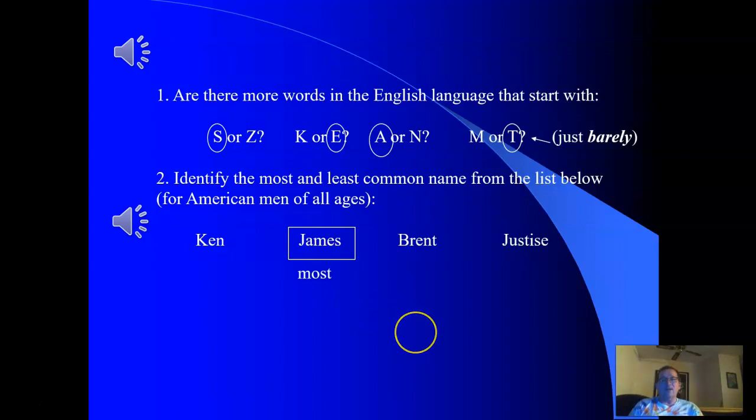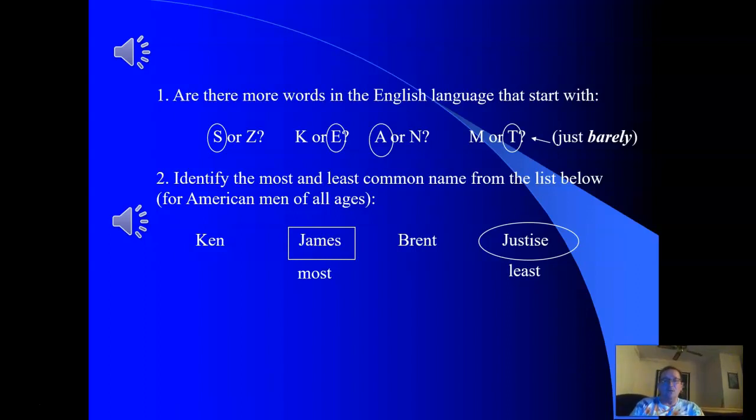People also recognize quite quickly that the word justice, spelled with an S, not even a C, is a very, very rare first name. There was a very good college basketball player who I think was drafted into the NBA who had this as his first name. He's the only person I've ever heard of with justice as his first name. That's extremely rare. And Ken and Brent are somewhere in the middle, very common, but not nearly as common as James.